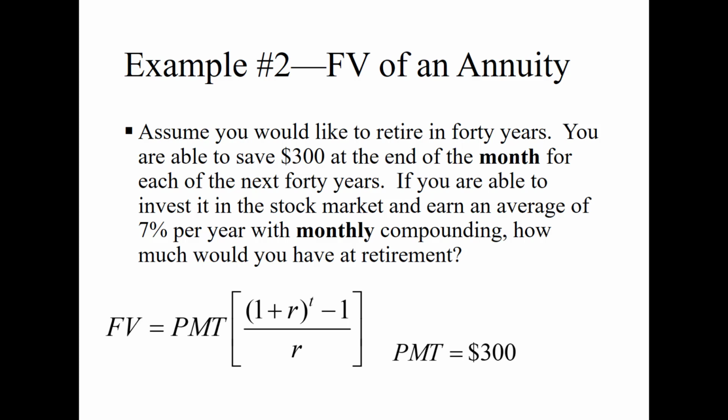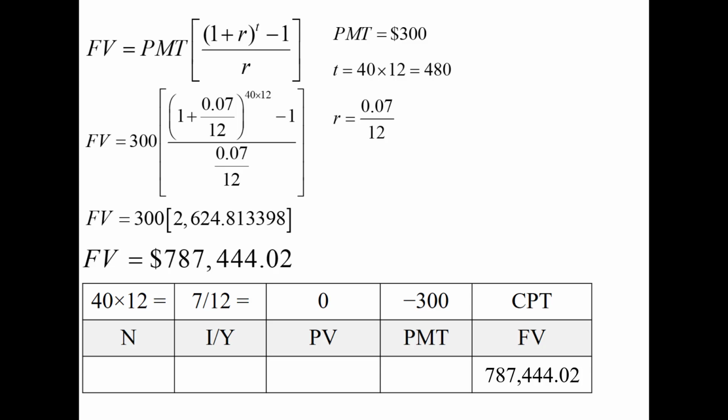So here we see our inputs where our PMT is going to be $300. Our R is going to be a periodic rate. So we take our 7%, or 0.07 if we were using the formula, and divide it by 12. Our T is going to be 480. So again, you see the formula inputs and the calculations there. And we also have our table for our inputs for our time value of money functions on our financial calculator.